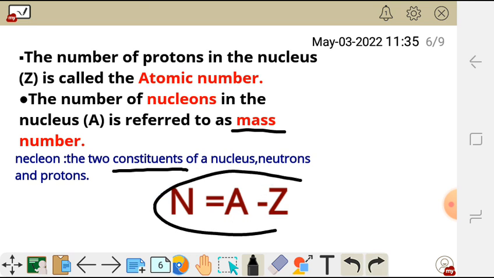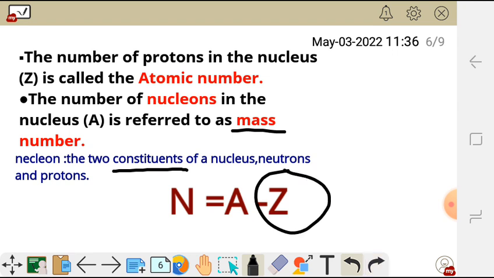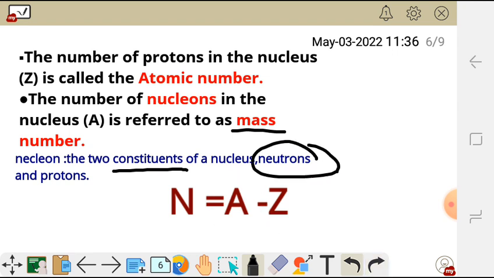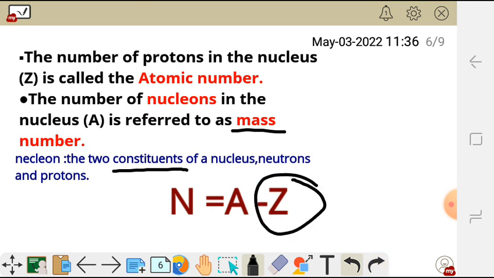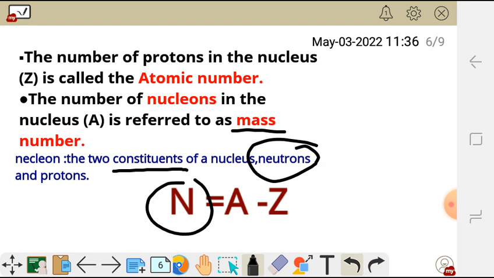We see how we can calculate the number of neutrons given the mass number and the atomic number. Remember, this A, we said it is the number of neutrons and protons all together, which makes the mass number. And Z is simply the number of protons. So if you subtract the number of protons from the number of neutrons and protons, then you are going to remain with the number of neutrons, denoted by capital letter N.